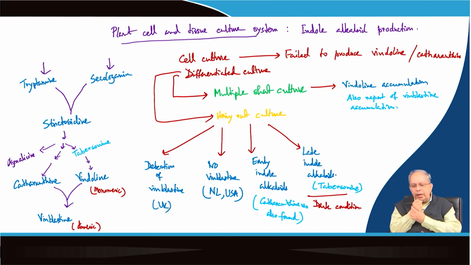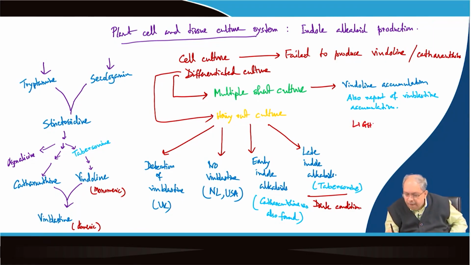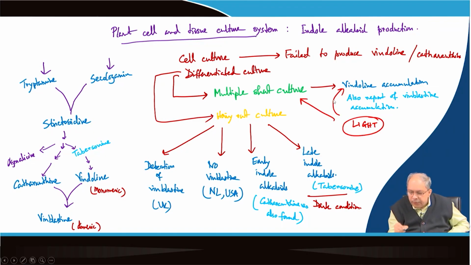So, now where lies the difference? So, multiple shoot cultures, when we are talking about shoots, cannot grow under dark condition. Shoots cannot grow under dark conditions. So, in order to grow shoots, you have to put light. That means, the question comes here, whether light plays an important role in this vindolin accumulation or not.